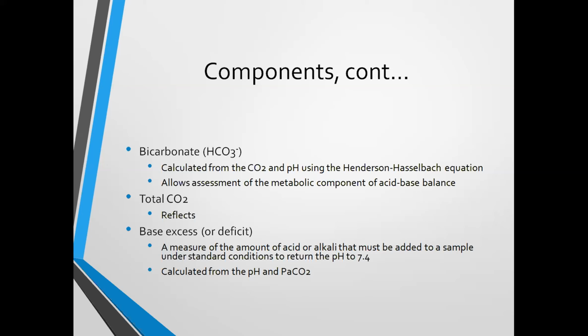Normally it's basically a component of the renal system but has a close correlation with the lungs as well. Base excess is basically the amount of acid or alkaline that must be added to a sample under standard conditions to return pH to 7.4, and it's calculated from pH and PCO2.